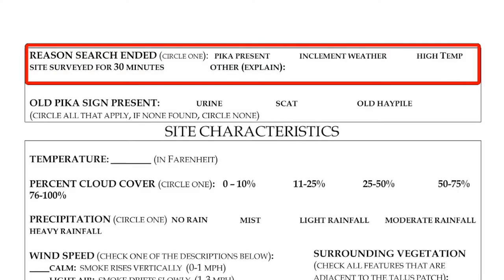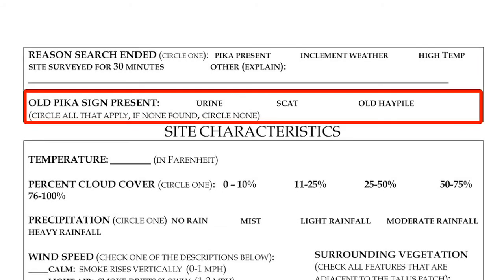And if you stopped your search for one of those reasons, or for any other reason, like you got sick and had to go home, we want you to write down the reason that you stopped searching on your data sheet. After recording the reason you stopped searching, you may also note whether you found pika, scat, or old hay piles. And it's very important that you don't put these down as indicators of pika being present at the site. Scat and old hay piles can persist at the site after pikas are gone, and scat particularly can persist for decades after pikas have been absent from a site.